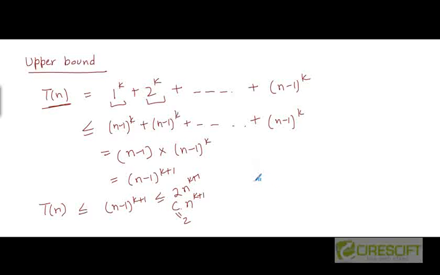So based on this, we can say that because T(n) is bounded from above by a constant multiple of n to the power k plus 1, T(n) is in big O of n to the power k plus 1. So to derive an upper bound on T(n), what we did was we assumed that every term in the series is as large as the last term, and we showed that the resulting series would have a rate of growth that is proportional to n to the power k plus 1.